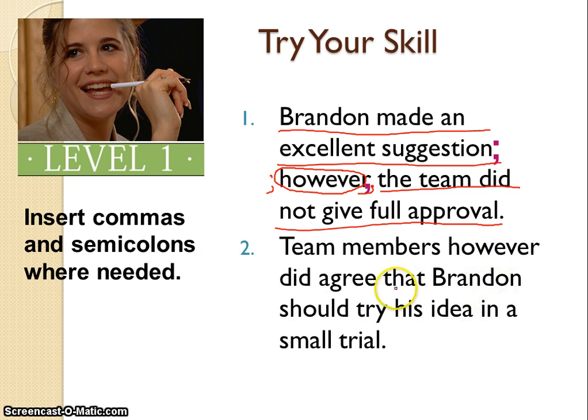Okay, team members, however, did agree that Brandon should try his idea in a small trial. Okay, we have team members, however. Now, if we didn't say however, team members did agree that Brandon. So we have one independent clause there. So this is just kind of interrupting the flow of our sentence. So let's put a comma before and after it.